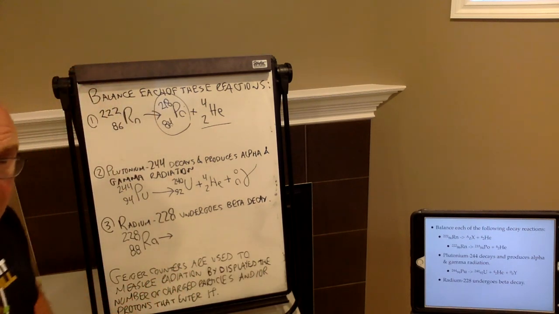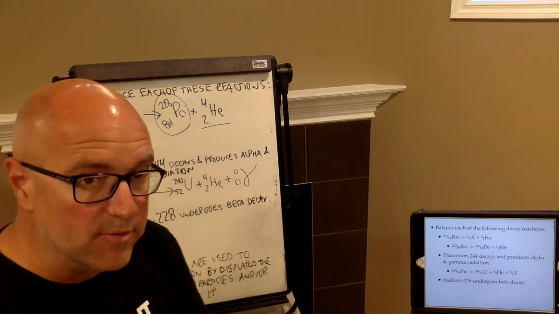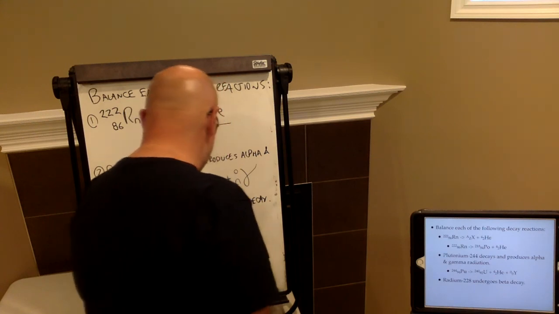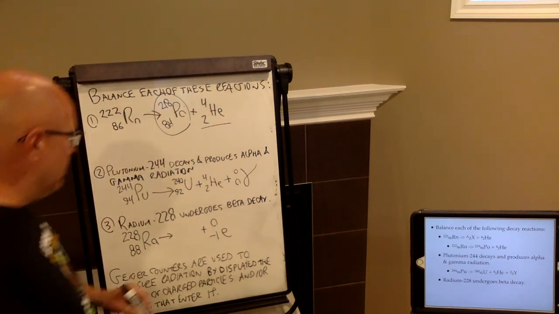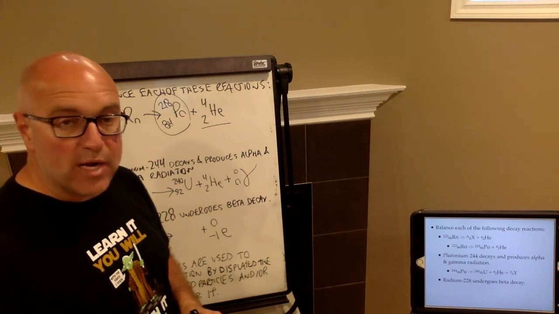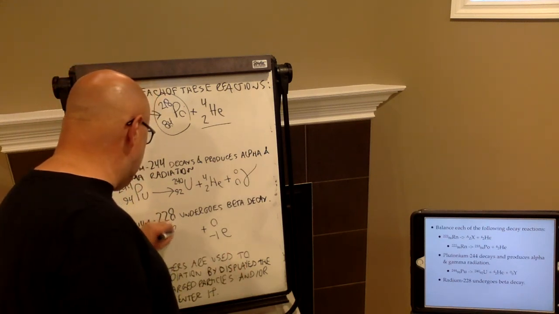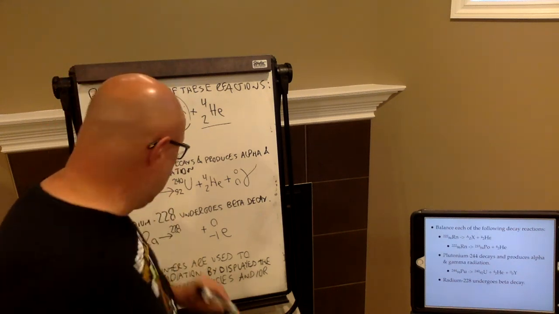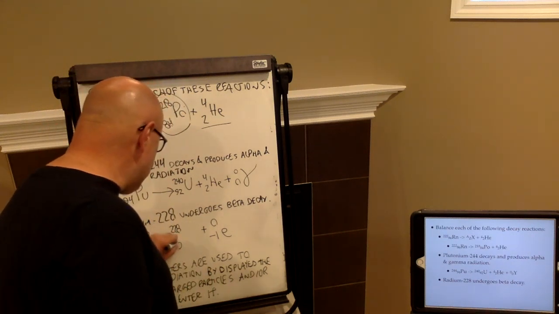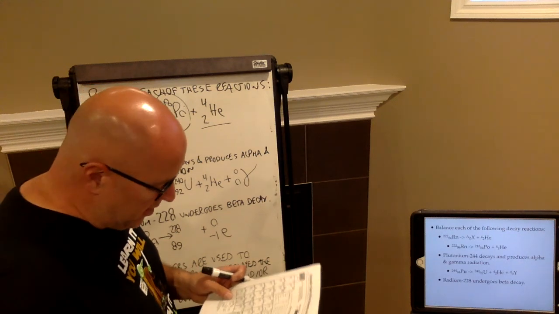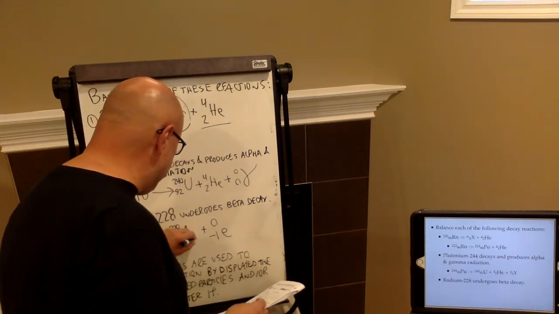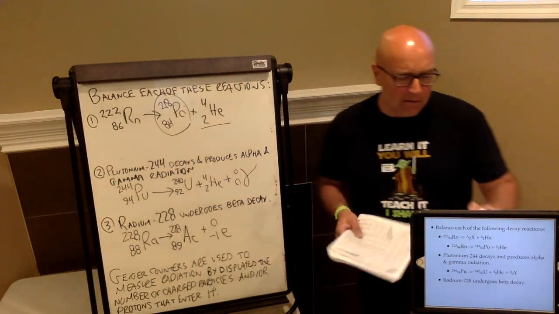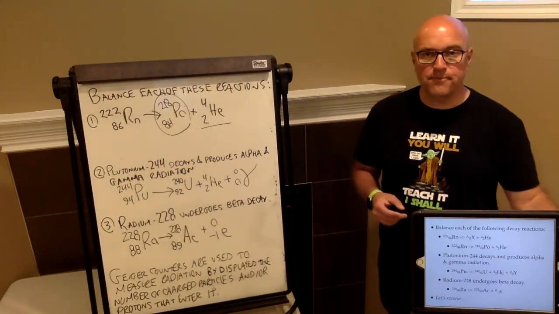And I've got beta decay, so I've got electrons being released. So I have to write down my electron. There's my beta particle. So 228 minus 0 is going to give me 228. 88 minus negative 1 is going to give me 89. So I do have a transmutation. I'm going to go up 1 in the periodic table. I'm going to have actinium, AC. That's what we're going to wind up with.